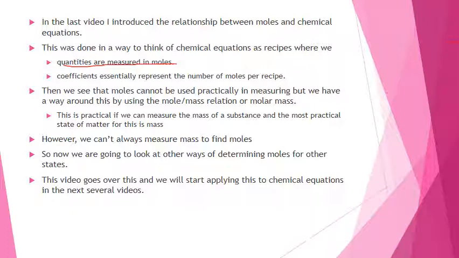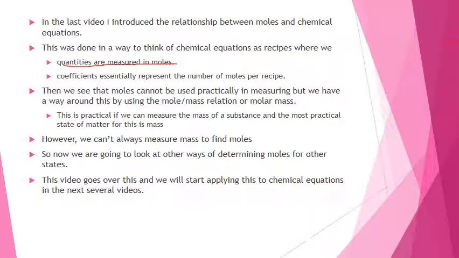as moles per recipe. So in that chemical reaction, there was a 5 in front of the O2, so what that represents to us is that every time we do that reaction, we need 5 moles of oxygen. Okay, in relation to everything else. Okay, so then we see that moles cannot be used practically in measuring. So if we say we need 10 moles of oxygen, we can't go out and measure 10 moles of oxygen because it's impractical, because that's too large of a number.